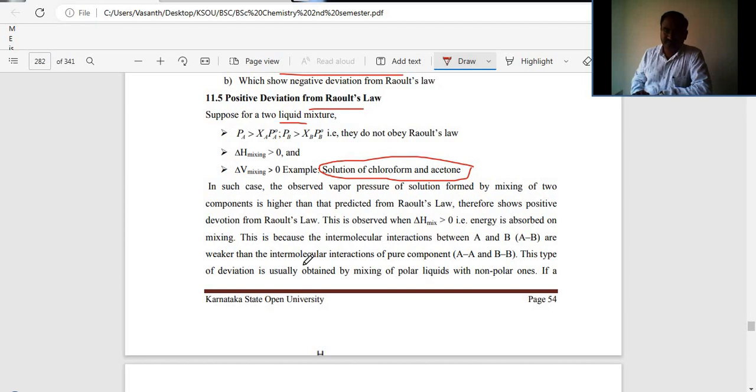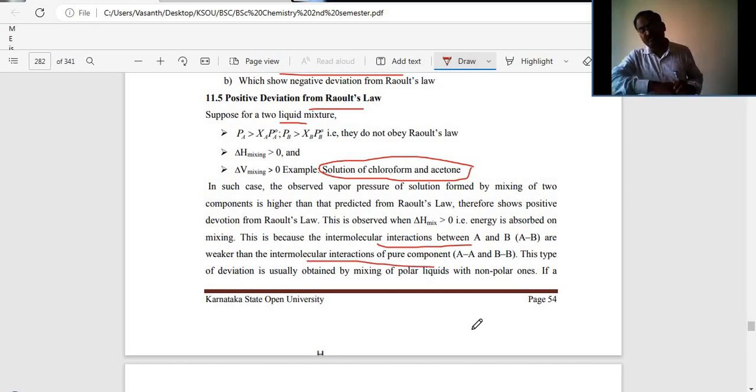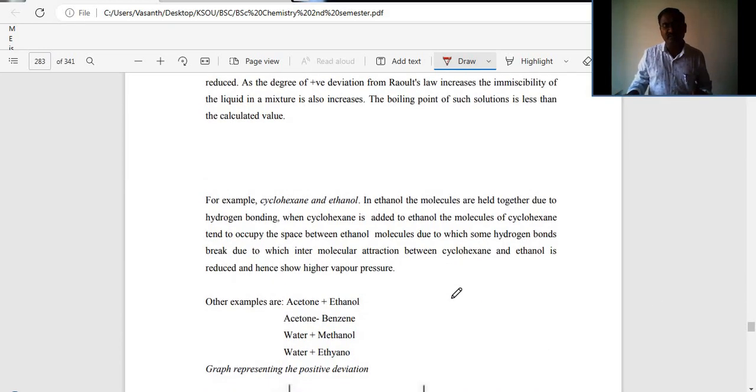Why does this positive deviation appear? There are two components, A and B. When the two components mix with each other, the vapor pressure increases, which means there are weaker interactions between components A and B. This is because the intermolecular interactions between A and B are weaker than the intermolecular interactions between the pure components AA and BB. This type of deviation is usually obtained by mixing polar liquids with non-polar ones.